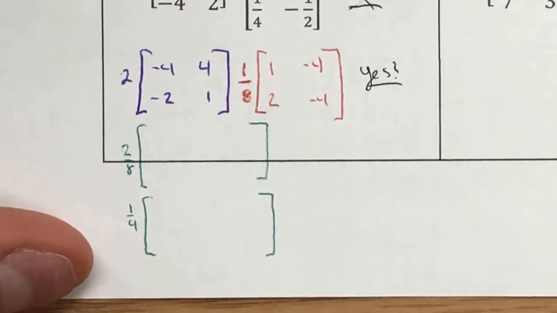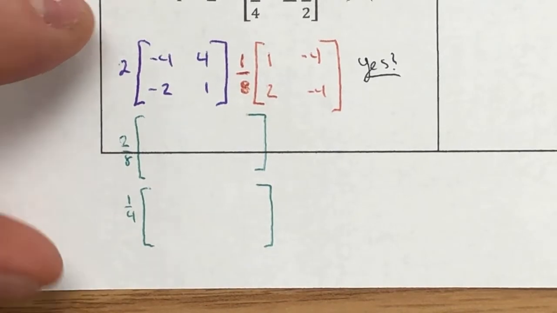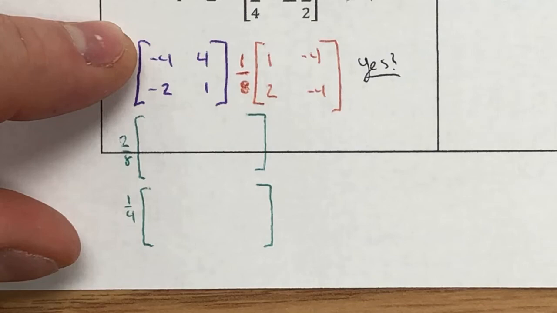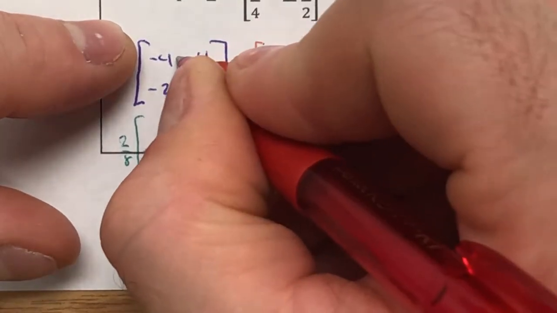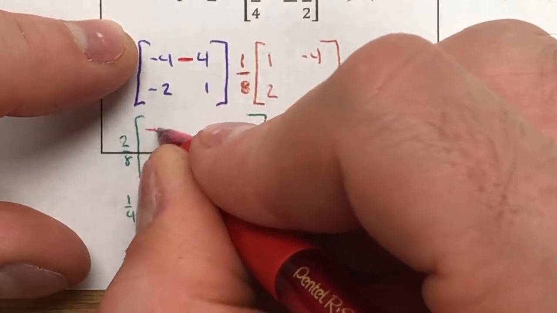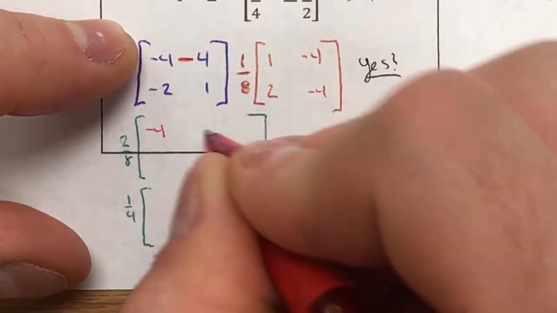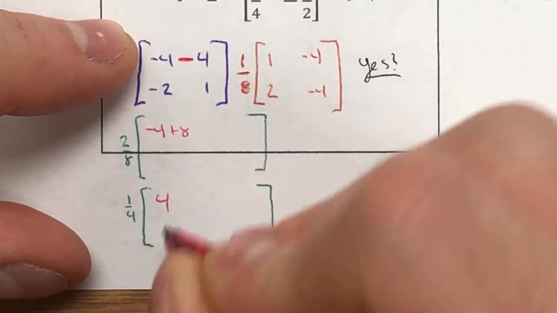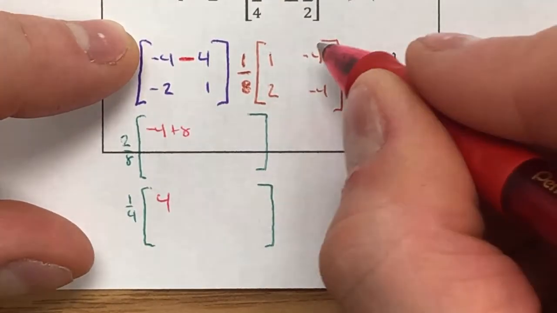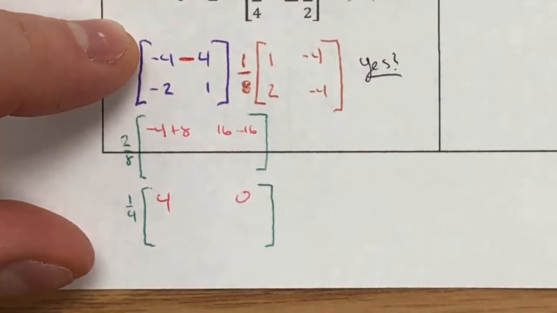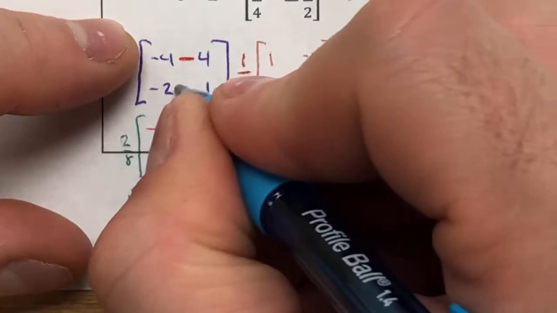Now we're going to go ahead and multiply these two matrices. So for the top row, let's do, we've been doing red. We swapped on the last one. Let's stick with red. Okay, so negative 4 times 1 is negative 4. 4 times 2 is 8. So that's going to give us a 4. Second row, that's going to be a 16 minus 16. Perfect.